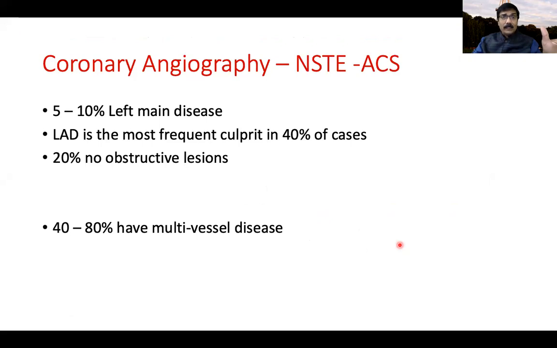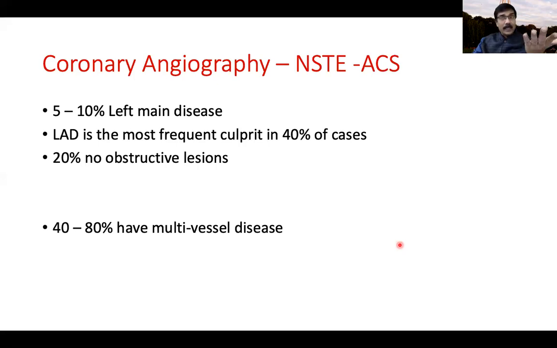You'll have to take the call at that point. 20% have no obstructive lesions, and 40% of the patients have some kind of a LAD disease. Now, this is a standard scenario. But many times, 40 to 80%, you have multivessel disease. Now, what is going to be the treatment in multivessel disease? You identify the vessel with the culprit. You open it up. Do you do a complete revascularization?